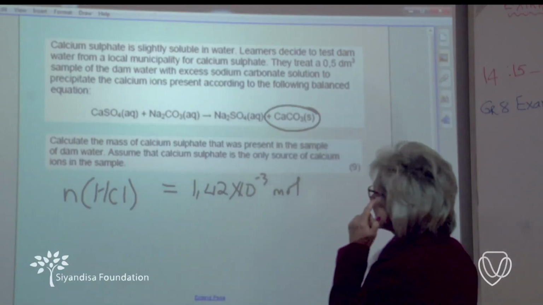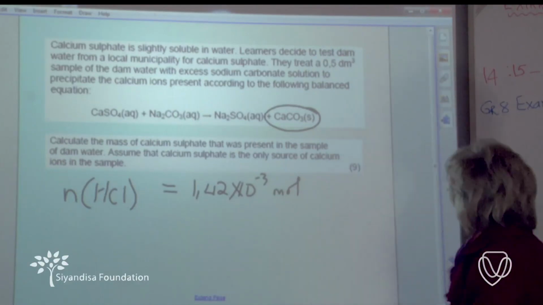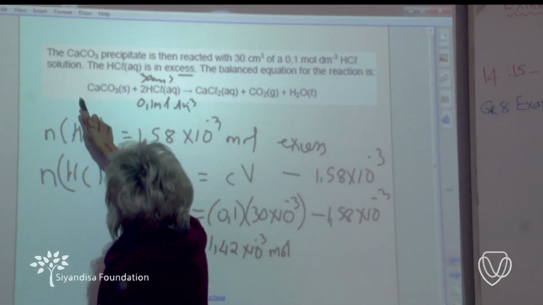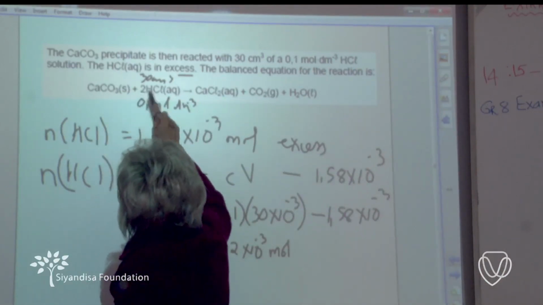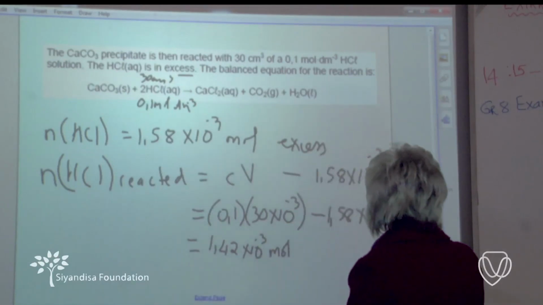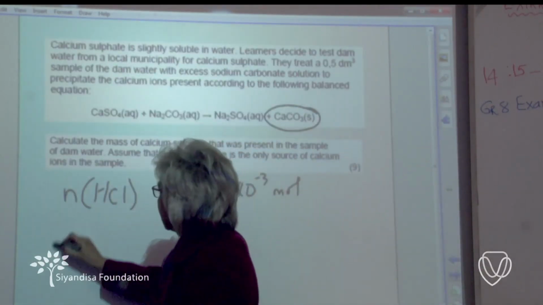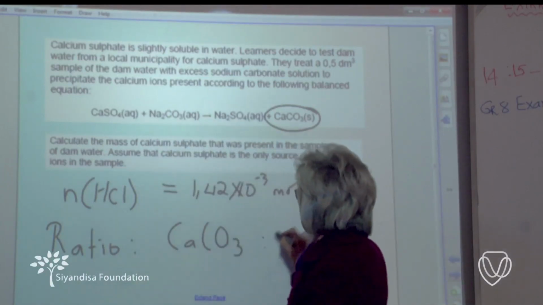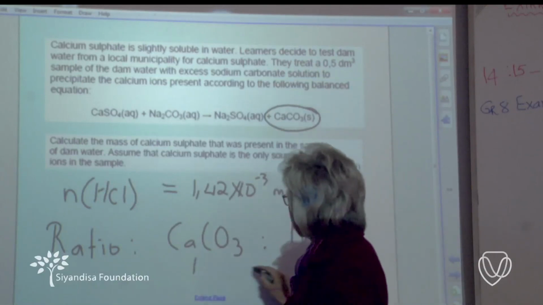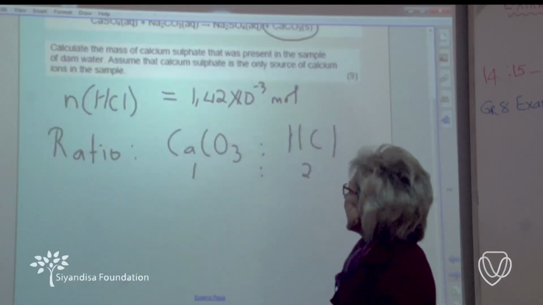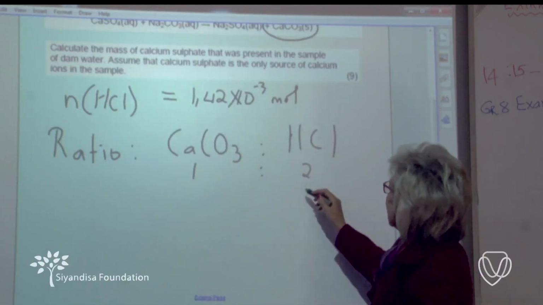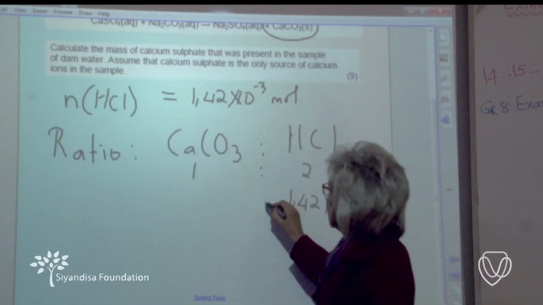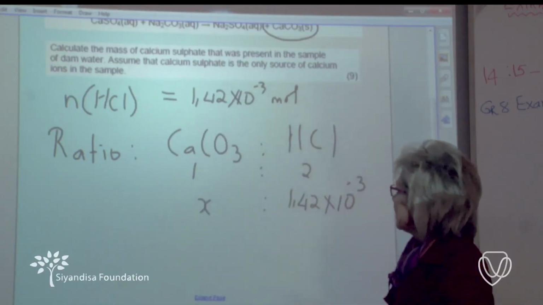Now I look at my balanced equation. Let's just go back to the balanced equation. And the balanced equation said for every 1 calcium carbonate, there will be 2 hydrochloric acid. So the ratio of calcium carbonate to hydrochloric acid is 1 to 2. We've calculated that the hydrochloric acid was 1,42 times 10 to the power of negative 3, which means the calcium carbonate will be half of it.